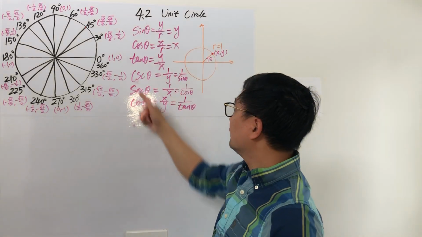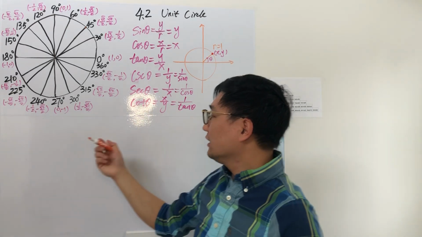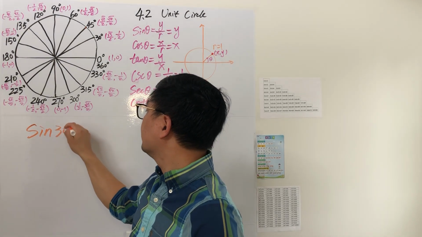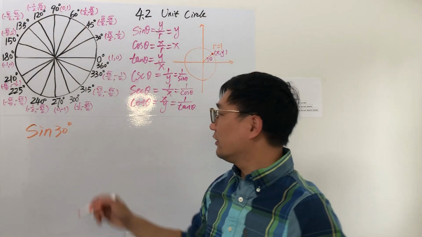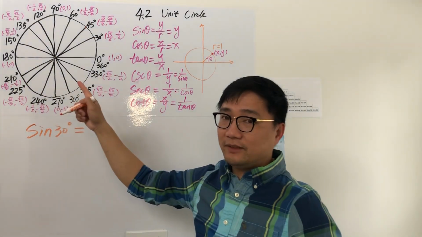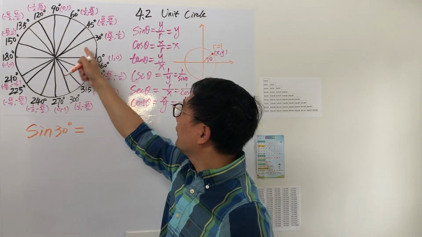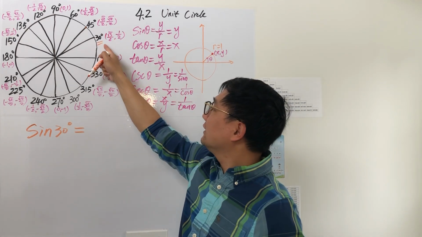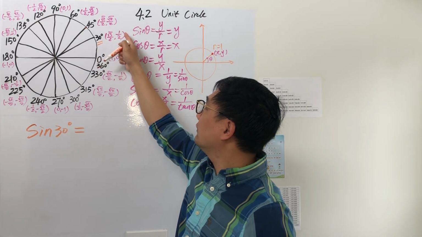Right now you have the definitions of sine, cosine, tangent, cosecant, secant, and cotangent. If I ask you to find sine 30 degrees, how can we find the value? First, you need to find the unit circle and find the coordinates of the angle 30 degrees. So you will see 30 is here, and the coordinates are radical 3 over 2, 1/2.